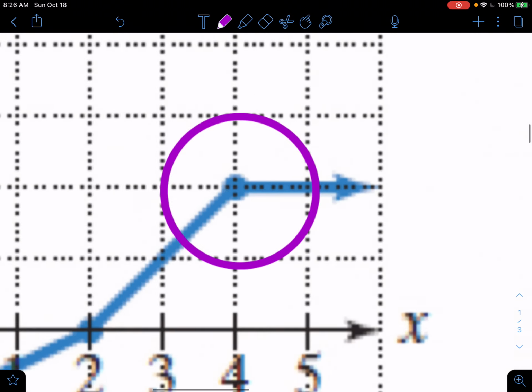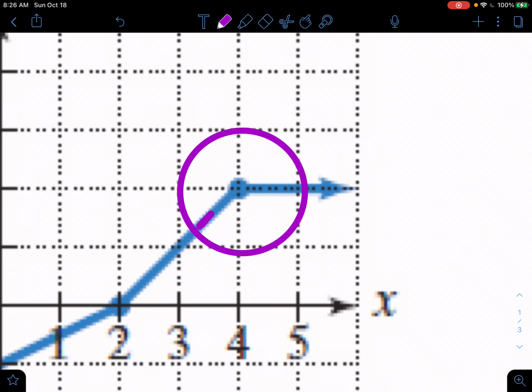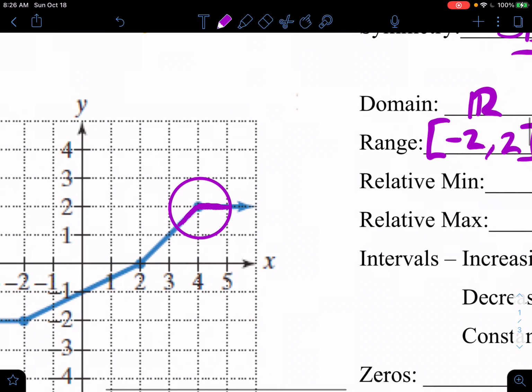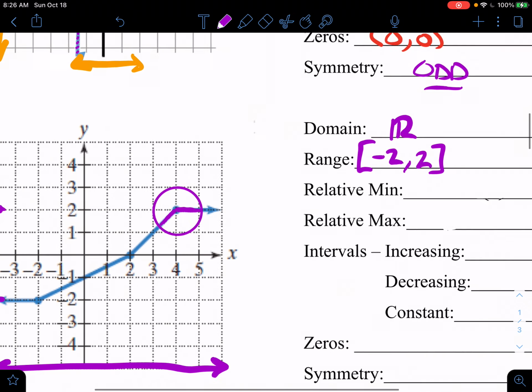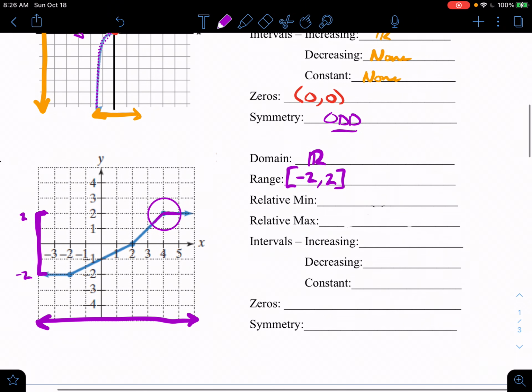In terms of any relative mins or maxes, again, looking at this problem, when I come up here, we do see that our function is increasing, but then it switches to being constant. Remember, the only way to have a minimum or a maximum is really for your function to either be switching from increasing to decreasing or from decreasing to increasing. If it switches from increasing to constant or from decreasing to constant, that is not enough to say that you have a relative maximum. So in this situation, we have neither.